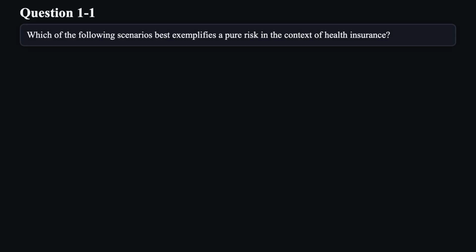Let's walk through the format. I'll read each question and its choices. Let's get started. Question 1. Which of the following scenarios best exemplifies a pure risk in the context of health insurance?